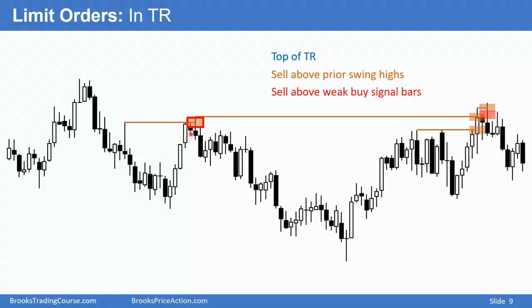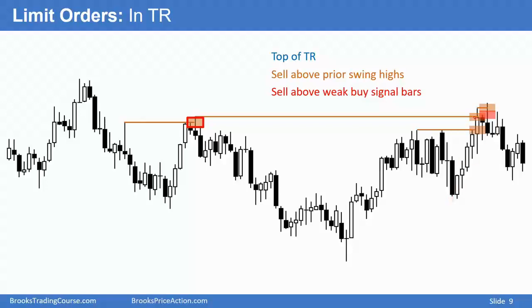We have a bull flag, 4 consecutive bull bars, but a bear bar at a prior high and around a 50% pullback. That's not a very good looking bull flag. Bears will place a limit order to sell at the high of this buy signal bar, a bear bar, and a possible double top.